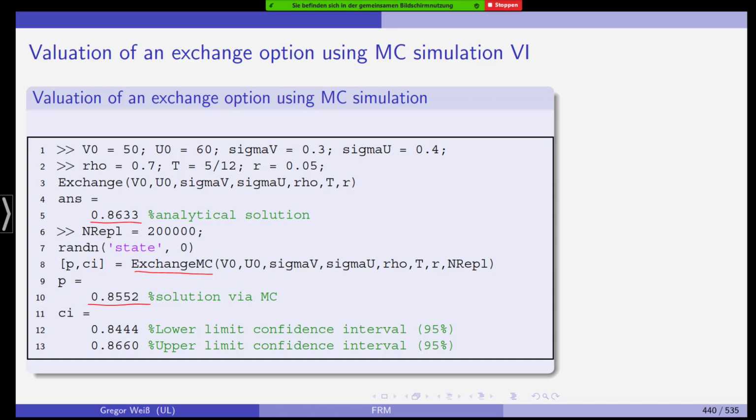Now, if you increase NREPL to, let's say, 2 million, what will happen is that this interval will become smaller. So again, at this point, you wouldn't need all this computational effort. It's interesting to see and quite instructional to see that Monte Carlo simulation, yes, converges with the same assumptions.